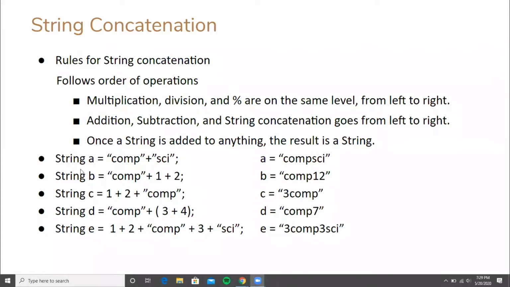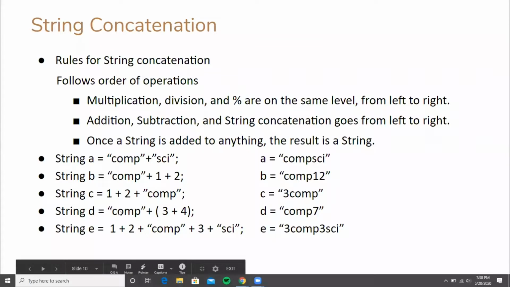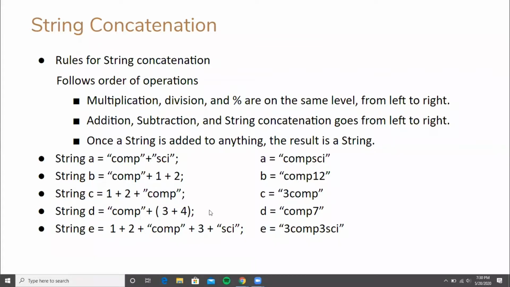For example, string A is equal to comp plus psi. So we just concatenate both of these strings together to form comp psi. And then once a string is added to anything, the result is a string. So for example, if we have string D, comp plus 3 plus 4, or comp plus 1 plus 2, 1 and 2 are considered strings after comp is here. So it would be comp 1 2.